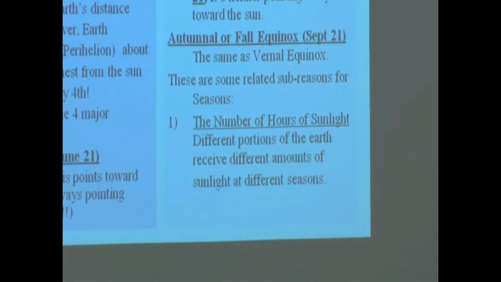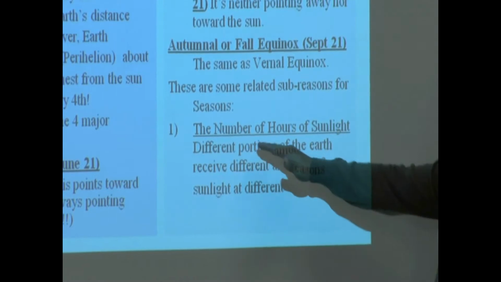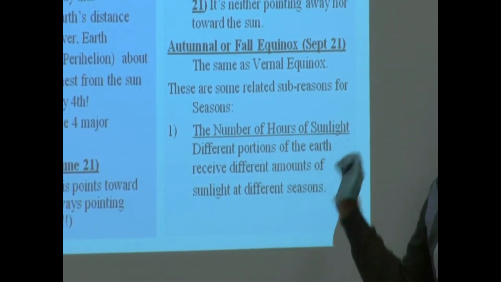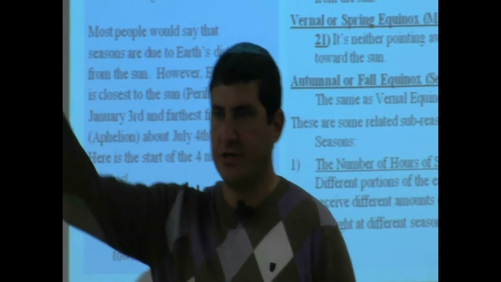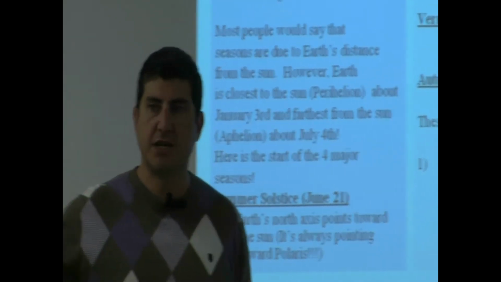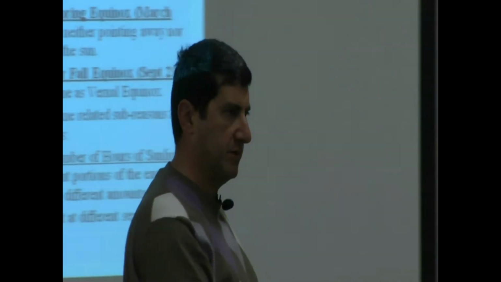The first answer you should give them is the number of hours of sunlight. Different portions of the Earth receive different amounts of sunlight at different seasons. So whether you're in LA, New York, Canada, Argentina, or Australia, depending on the season and the month of the year, you're going to receive different hours of sunlight. Why?